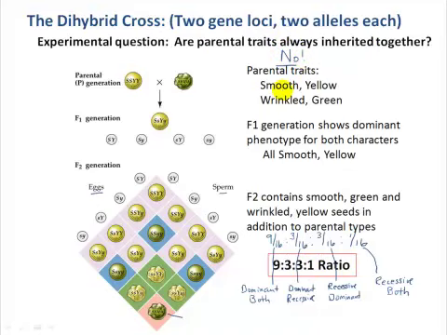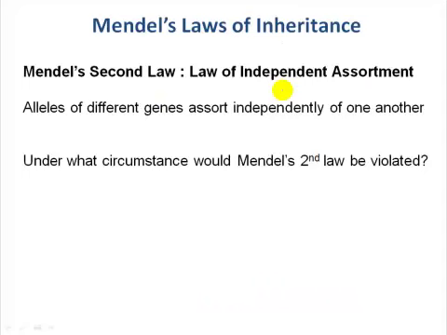And we know, based on our discussions of the molecular biology that's driving gamete formation, that this is because of the independent and random alignment of different chromosomes during meiosis and their independent assortment from one another. So we refer to this second important experimental outcome that Mendel described as Mendel's second law, the law of independent assortment. Alleles of different genes assort independently of one another.